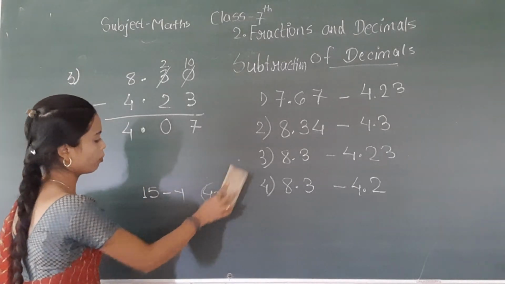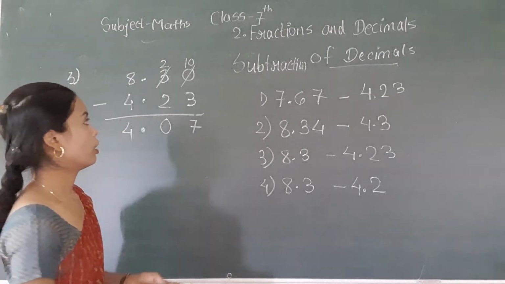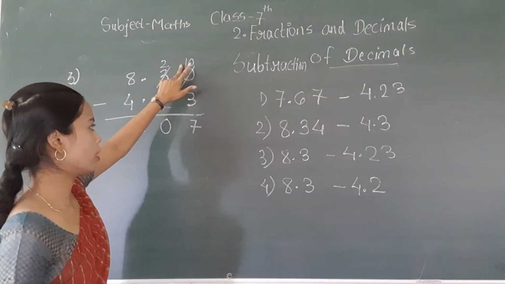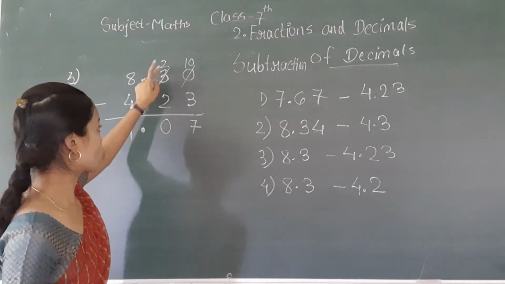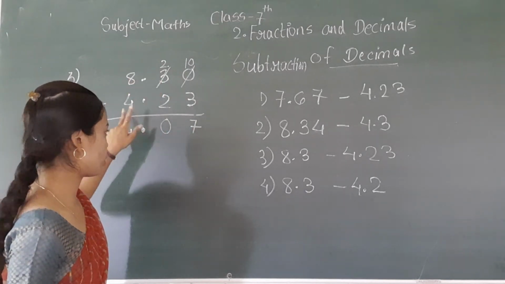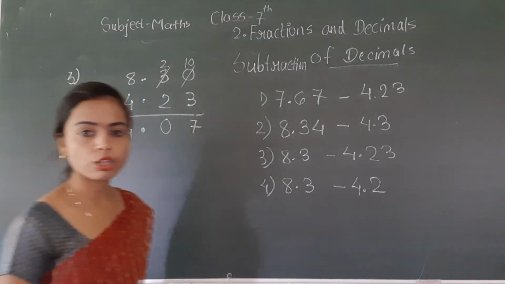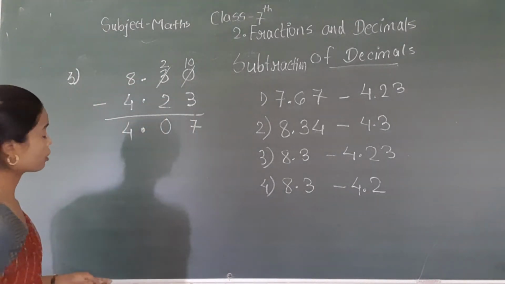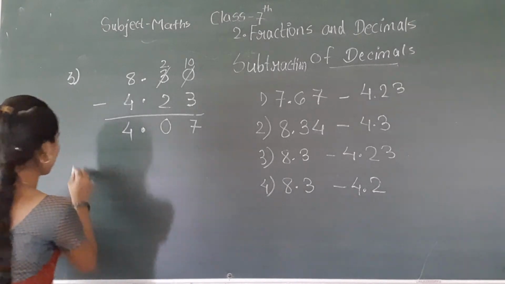Okay, now 3 cannot be subtracted from 0, so we write 0 as 10 and 10 minus 3 is 7. So 2 minus 2 is 0 and 8 minus 4 is 4. This is your question number 3, and now I will tell you question number 4.